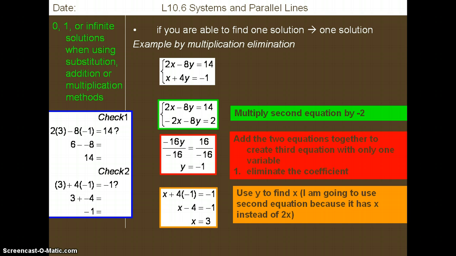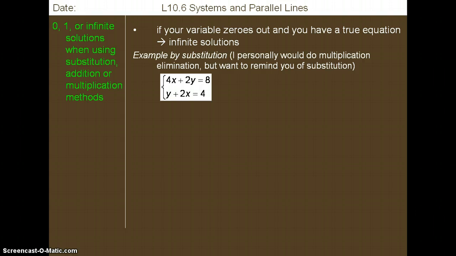We find out that this is true. I was able to find 1 solution, x equals 3, y equals -1. Therefore, there is 1 solution to this system. I can imagine the graph of this would actually be a graph of intersecting lines. If the variable zeroes out as you are working and you have a true equation, you know that there is an infinite number of solutions.